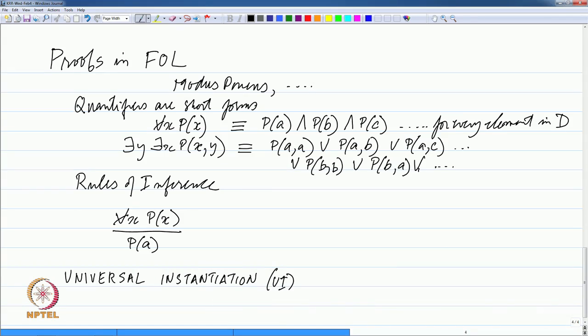The other rule is the opposite, which says that if you are given that a predicate is true for a certain element A, then you know that this formula is true, there exists x P(x). Because this formula is only saying that there exists at least one element for which this formula must be true, and we already know that it is true for A. So, there exists an x P(x) must be true. This rule is called generalization.